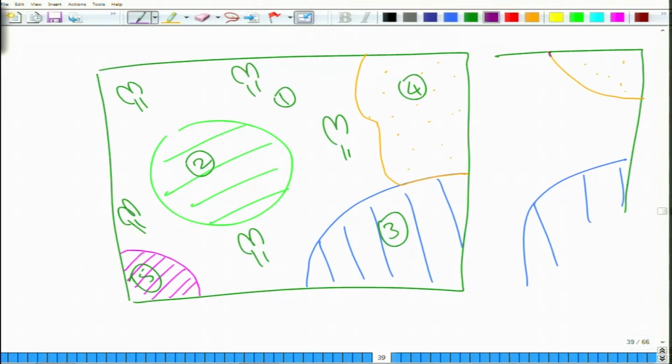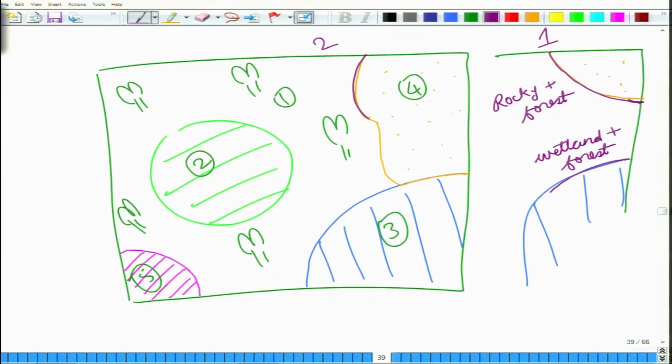So we have this edge that is comprised of rocky plus forest, and we have this edge that is comprised of wetland plus forest. But so let us call this situation 1 and let us call this situation 2. In this situation we have an edge which is rocky plus forest, we have this edge which is wetland plus forest, but now we have another edge which is this one, which is rocky plus wetland.